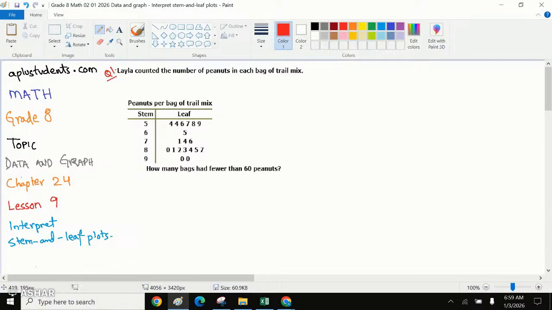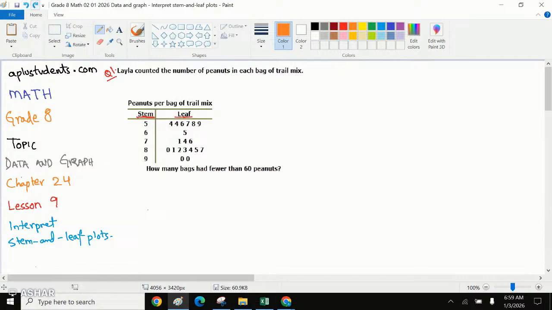See, this part is the stem, and this part is the leaf, right? So if we say this is written as 5, then this would be 54, 56, 57, 58, and 59, right? It's read in this manner. So there were bags with peanuts in it, and the number of peanuts were counted. Okay. So the stem would be the tens, and the leaf would be the units for us. Okay. So this is how it's counted.